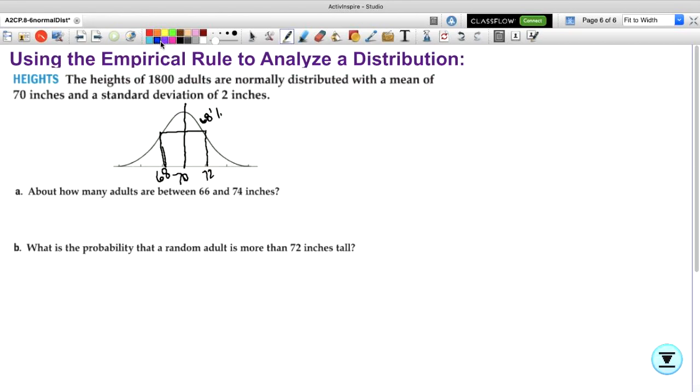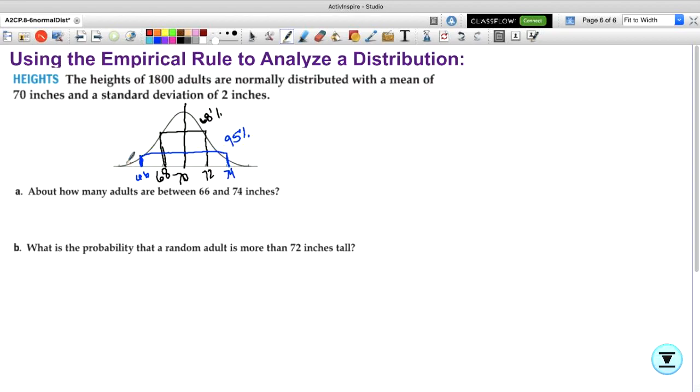If we want to get an even higher percentage, we'd go out another standard deviation. So let's add 2 more. This was minus 2, let's minus 2 more. And this is going to represent 95% of the people. So 95% of the people surveyed are between 66 and 74 inches tall.